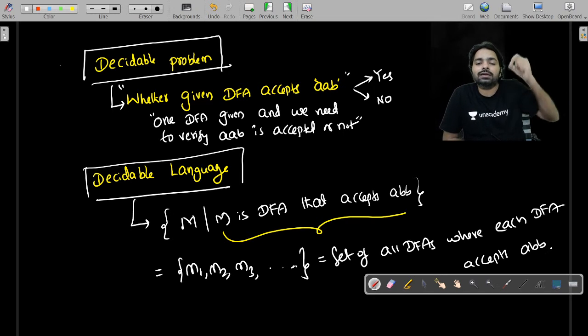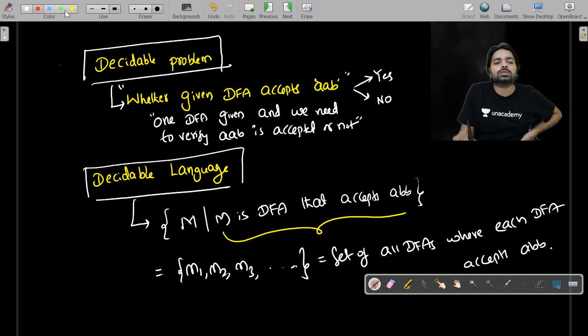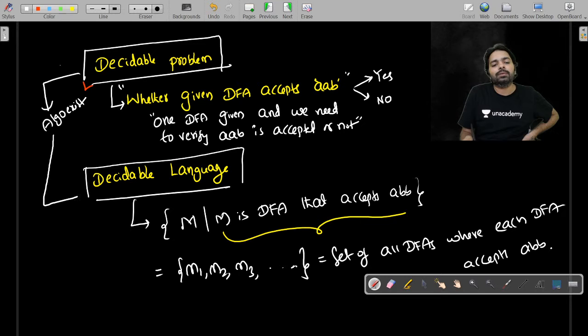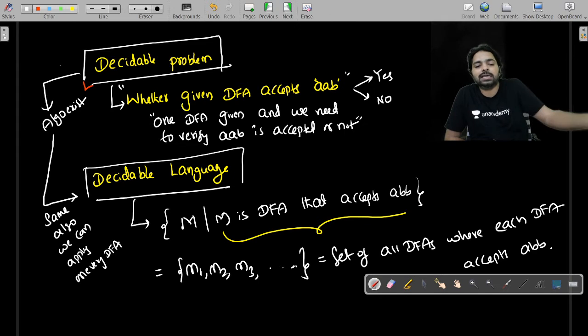But to collect these DFAs, you require the first algorithm only. Whatever algorithm we get, understand, guys, we have an algorithm that exists. And the same algorithm we apply on every member, every input, to collect the DFA which accepts AAB.